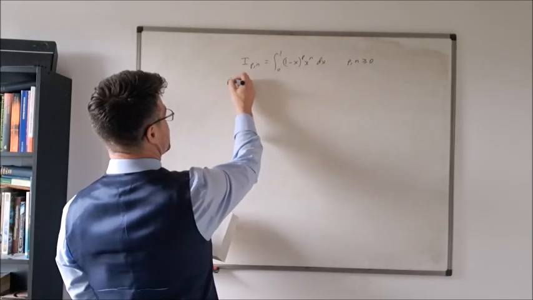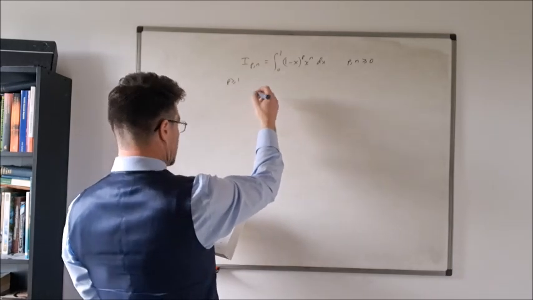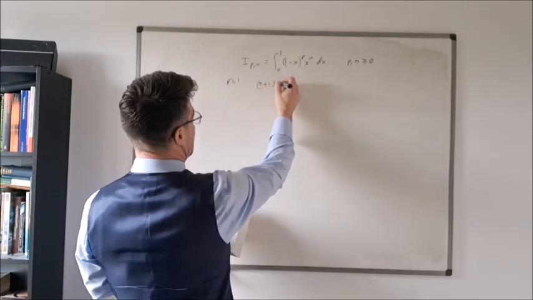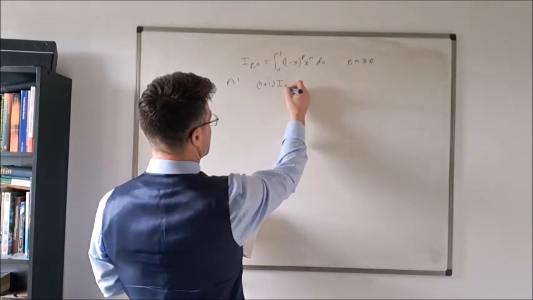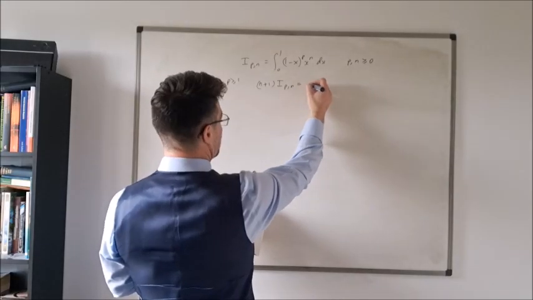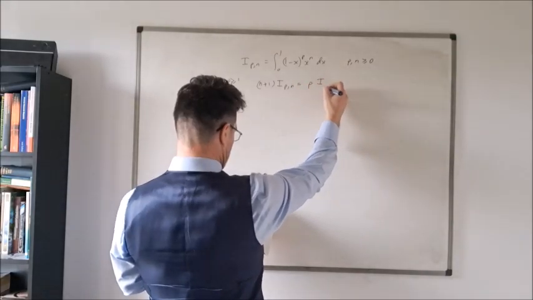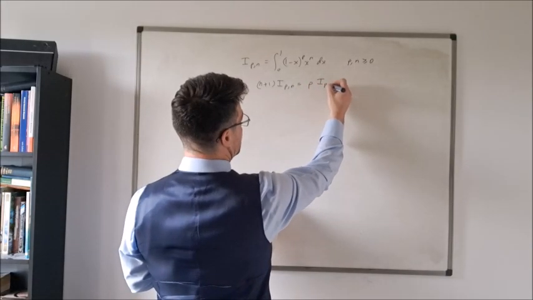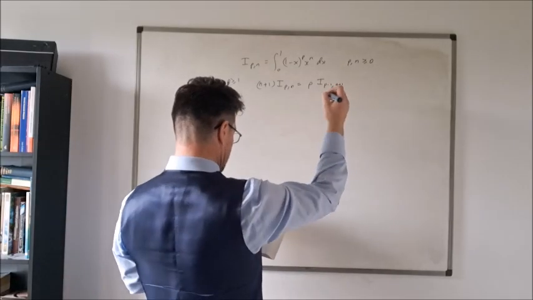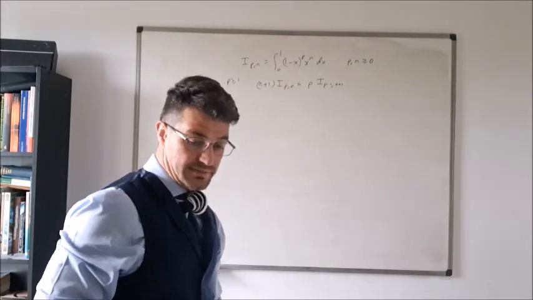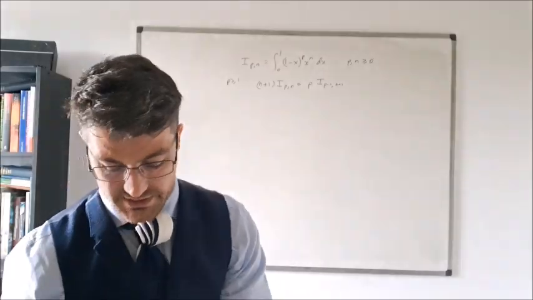Prove that for p greater than or equal to 1, (n + 1) I_{p,n} is equal to p times I_{p-1,n+1}. Okay, so there's a few parts to this problem.